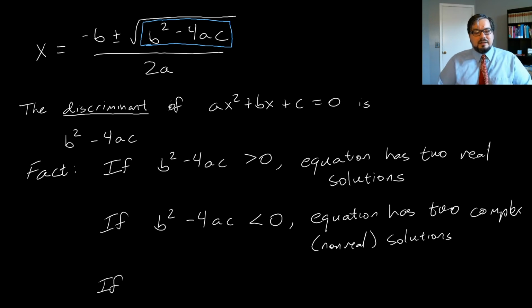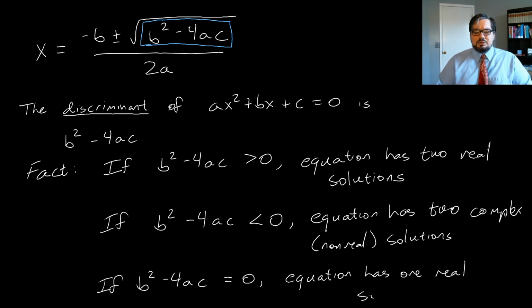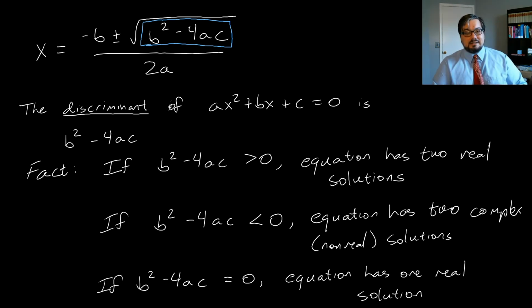And finally, if b squared minus 4ac is equal to 0, the equation has one real solution. This was our last example. If the discriminant winds up being 0, then our formula just becomes negative b plus or minus 0 over 2a. Adding or subtracting 0 doesn't change anything, and so our solution will just be negative b over 2a.